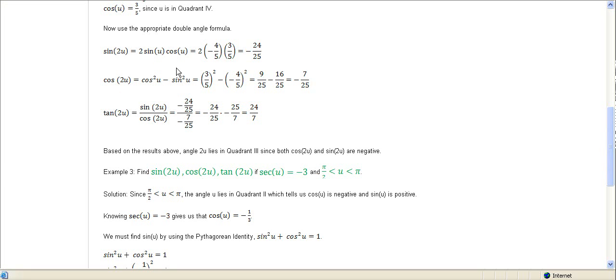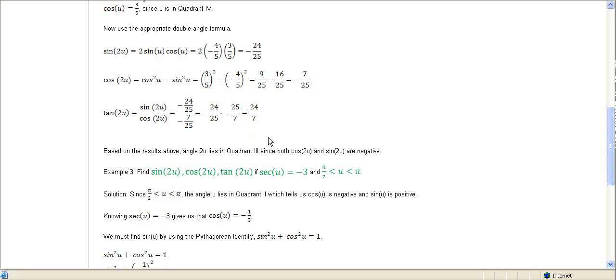Now, just looking at this, we know that angle u is in quadrant 4, so thinking about where 2 times u lies, we know 2 times u is going to lie in quadrant 3. The reason we know that is that the sine is negative and the cosine is negative. So when both coordinates are negative, that is in quadrant 3.